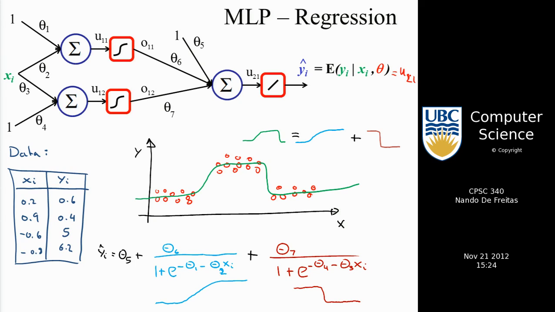Okay, so y hat is just that combination. In particular, y hat is just as written at the bottom here: theta 5 plus theta 6 times the output of neuron 1 plus theta 7 times the output of neuron 2. And we had a discussion where we said that theta 5 controls the height of the sigmoid. Theta 6 sort of squashes it up and down. Theta 1 moves the sigmoid left and right. And theta 2 squashes it horizontally, so either a thin or fat sigmoid.